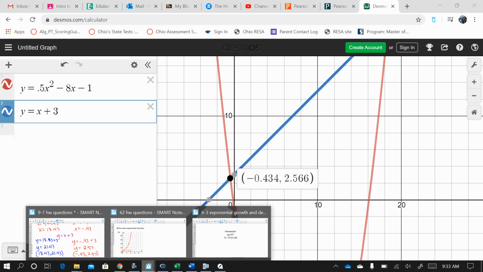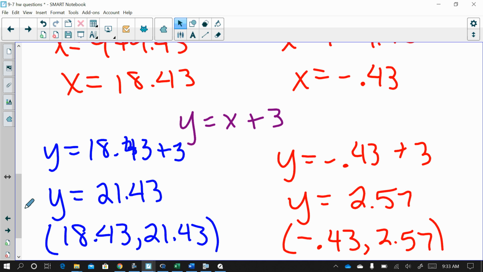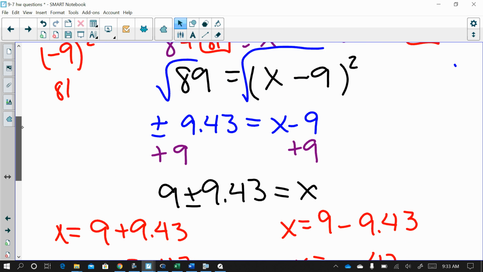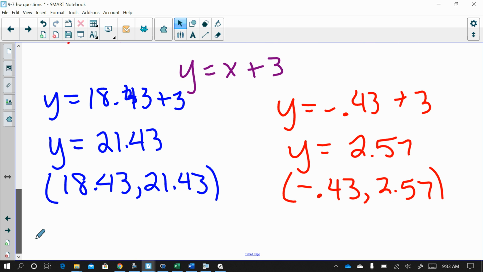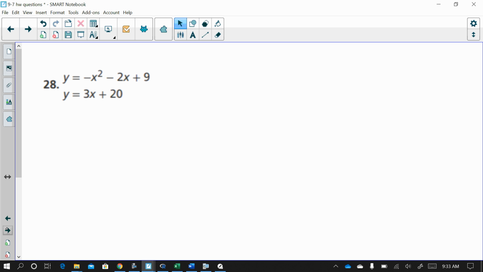Okay, so that was a yucky one. If I had the choice, I would have done graphing if I had known it was going to be a nasty one, but that's how you would do it with elimination. Okay, hopefully that clears that problem up. Okay, next problem I had was 28.